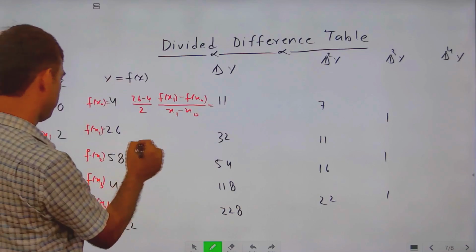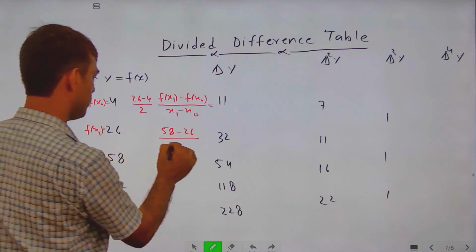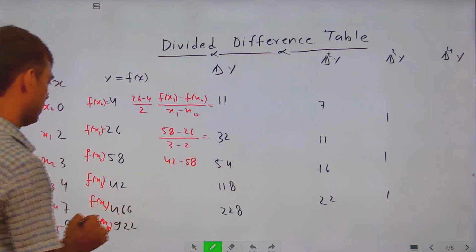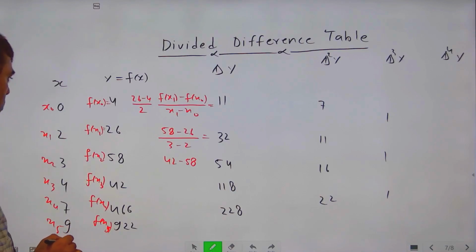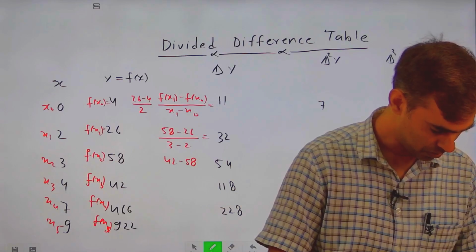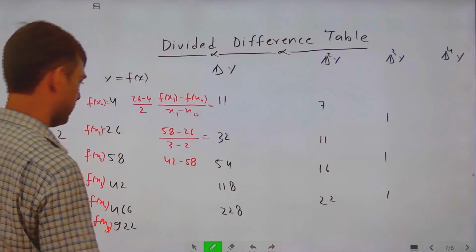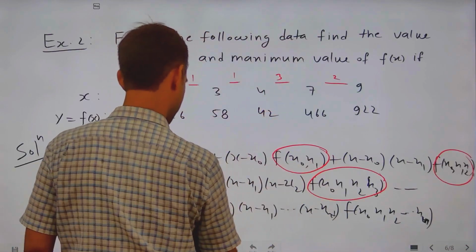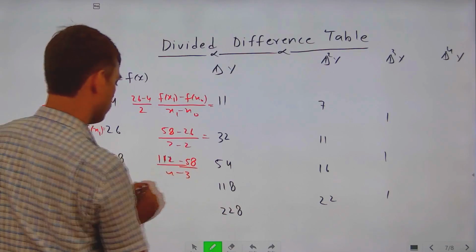In a similar manner, here 58 minus 26 divided by 3 minus 2 gives 32. Then 112, after verifying, this one is 112. 112 divided by 4 minus 3, and then this one is 54.